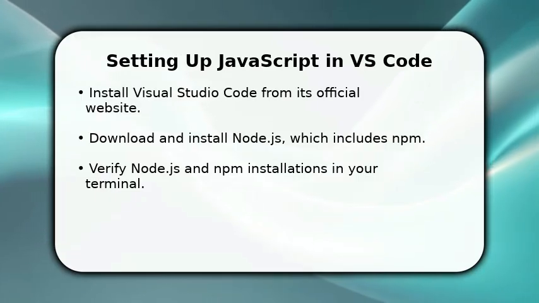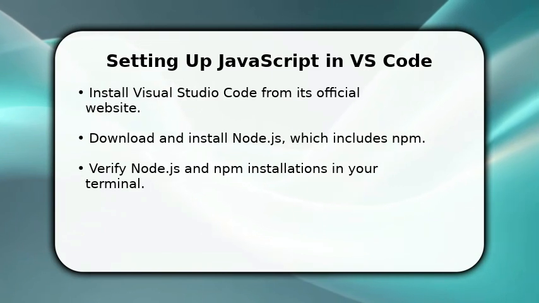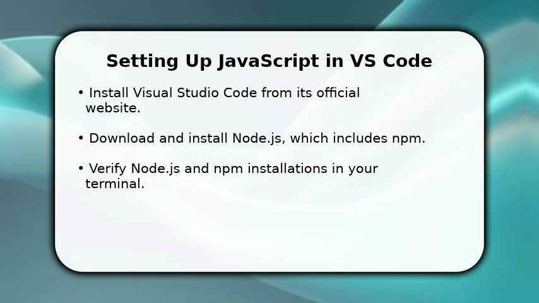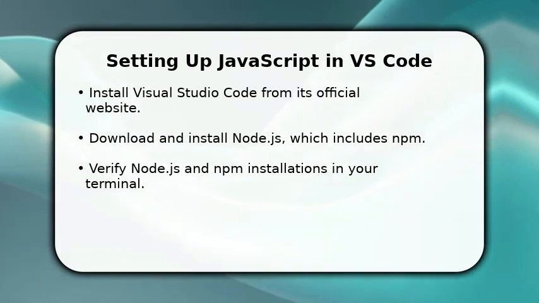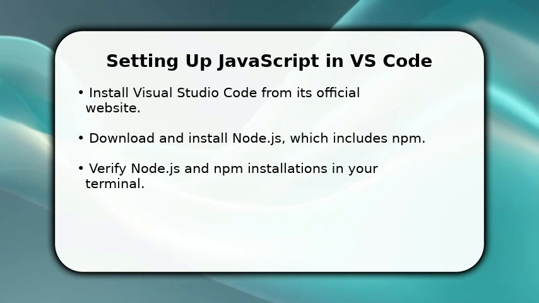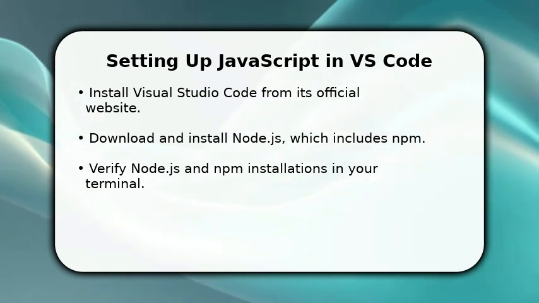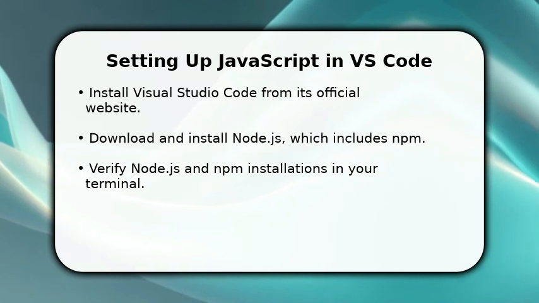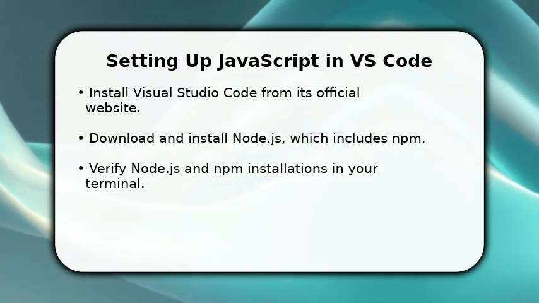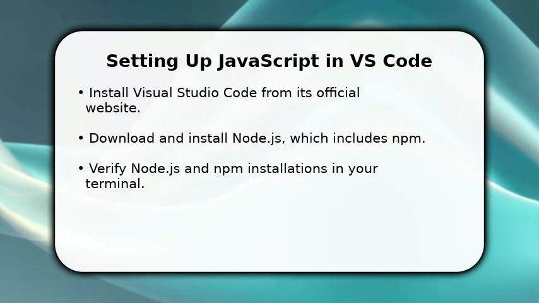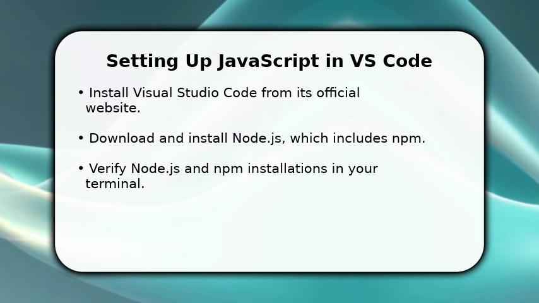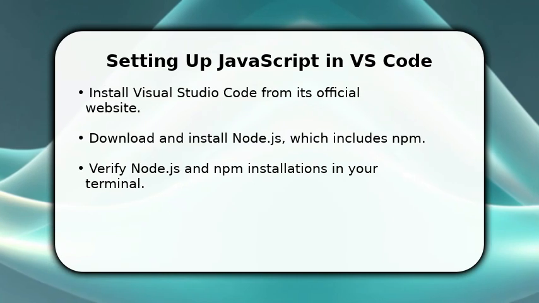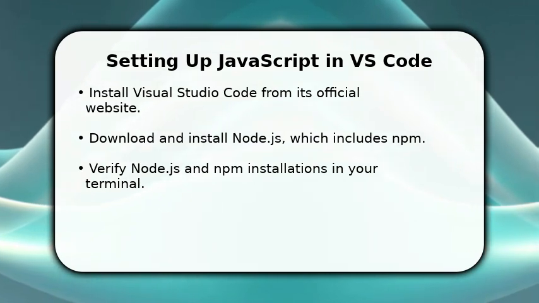In this video, I will explain how to set up JavaScript on Visual Studio Code. First, you'll need to download and install Visual Studio Code itself from its official website. Next, ensure you have Node.js installed, as it comes bundled with npm, the Node package manager, which is crucial for modern JavaScript development. You can easily verify both Node.js and npm installations by typing their respective version commands into your terminal. This foundational step ensures your environment is perfectly ready for coding.